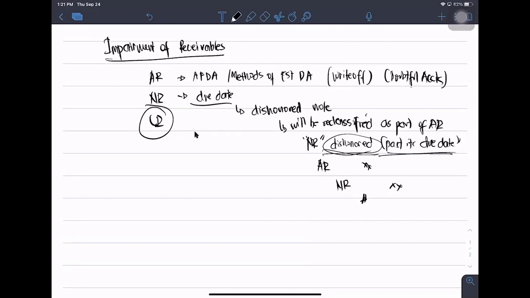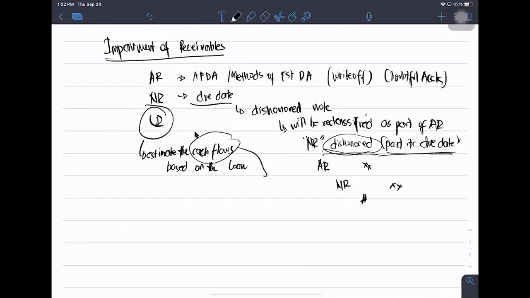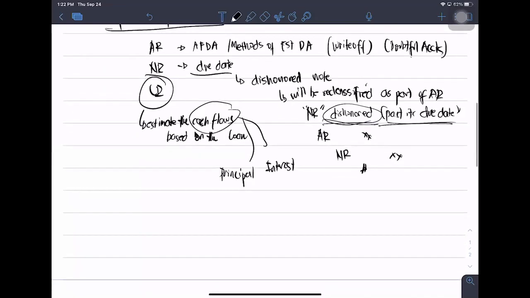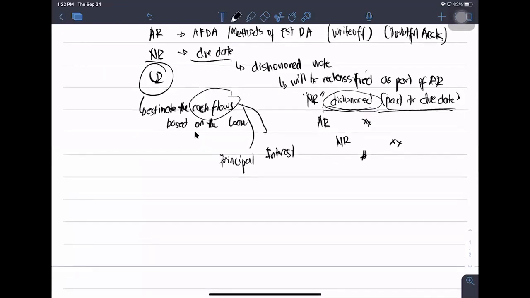Under the loan receivable, dito tayo mas magkakaroon ng problema because unlike the other two receivables, it is easier to record the impairment for AR and NR. Doubtful accounts only and a dishonor of the note. While for LR, the problem is we need to estimate the cash flows based on the loan. So what cash flows do we need to estimate? We need to estimate the cash flows both for the principal and for the interest.